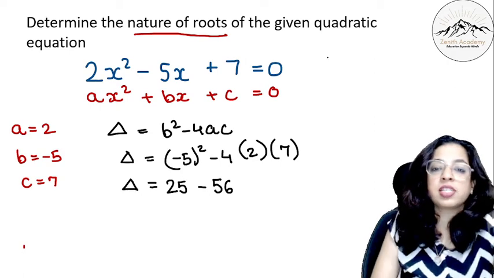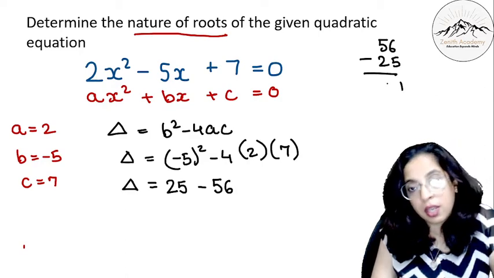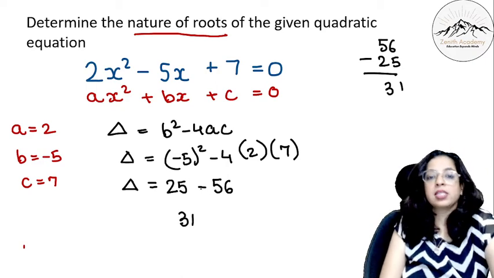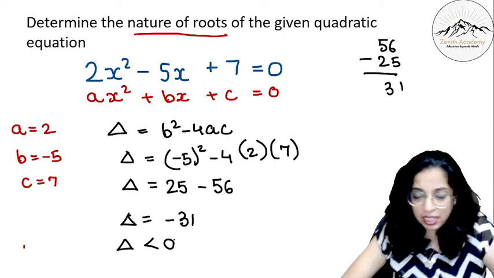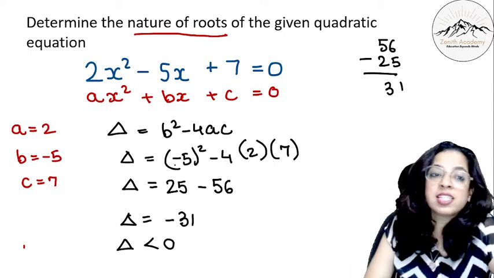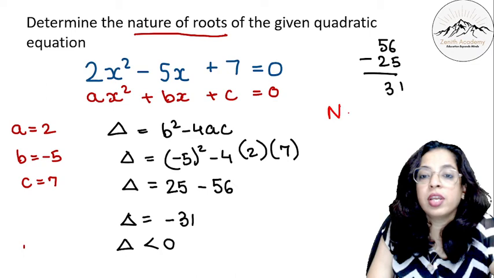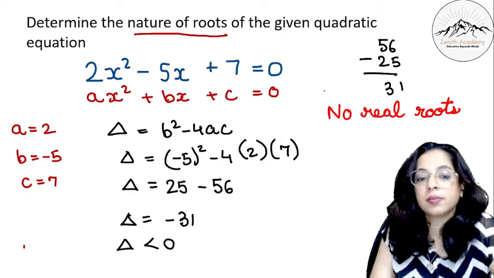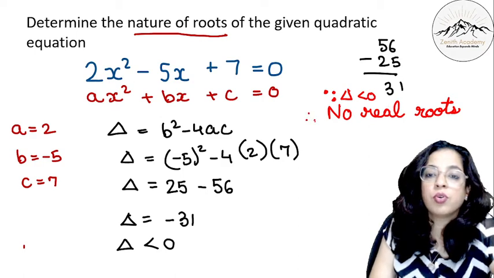So both are different signs. So you will have to subtract it. So you get 1 here and you get 3 here. And the bigger number is minus, right? So you get minus. So discriminant is minus 31. That means discriminant is less than 0, isn't it? So whenever the discriminant is less than 0, what is the nature of roots? No real roots. So you will write, since discriminant is less than 0, therefore no real roots.